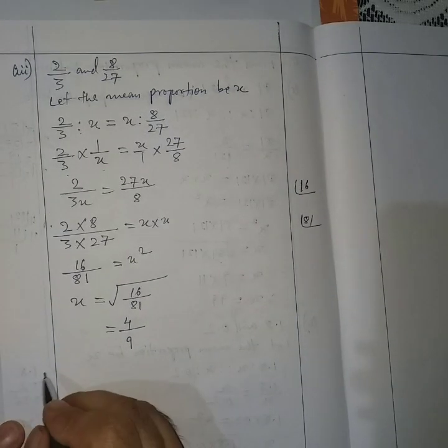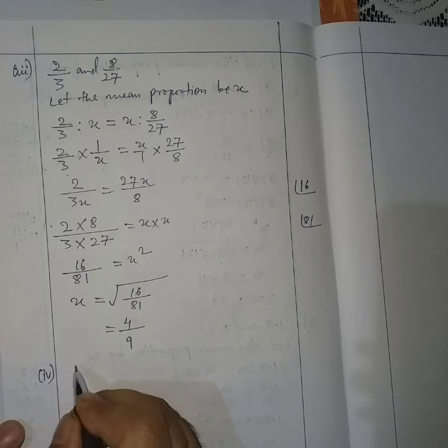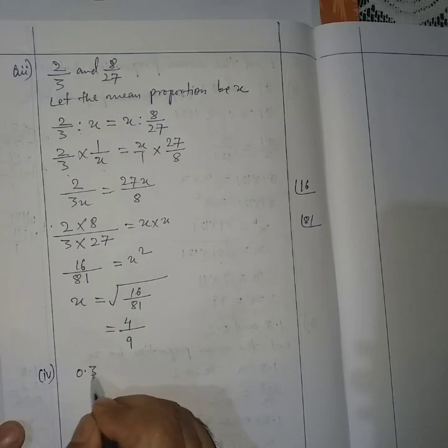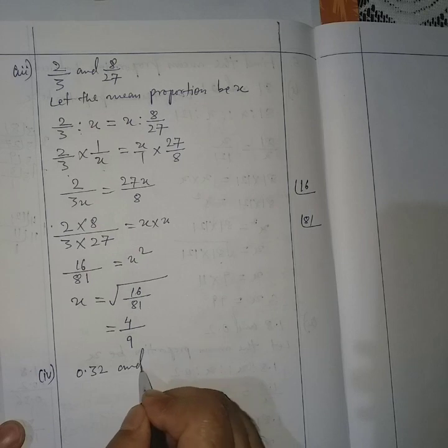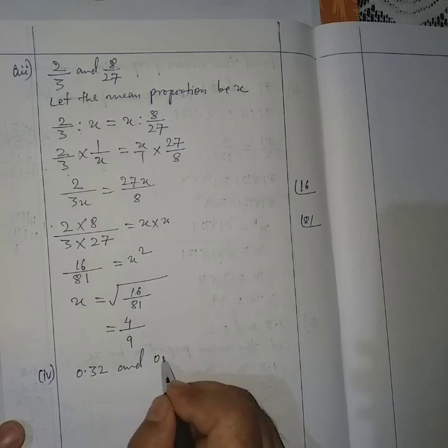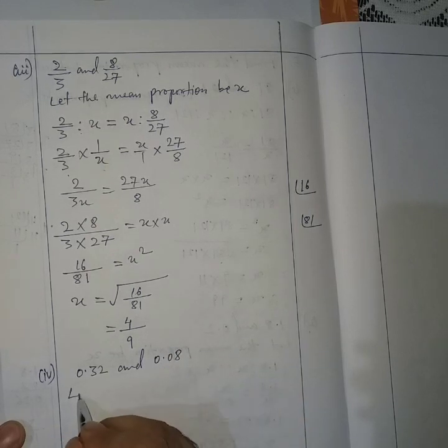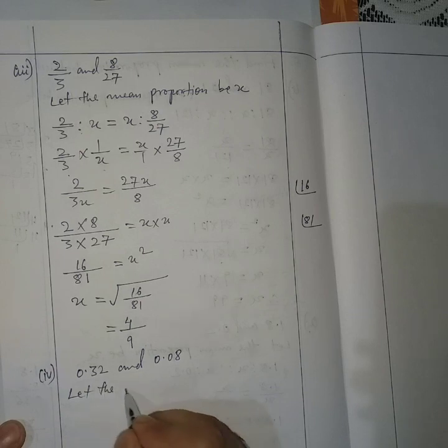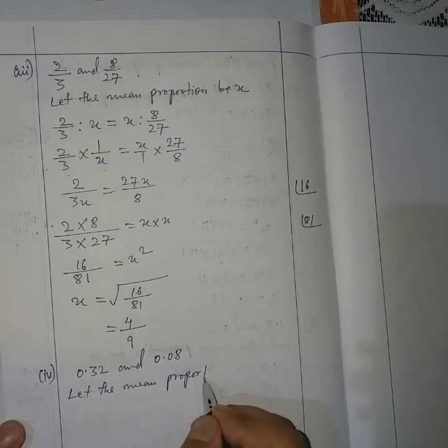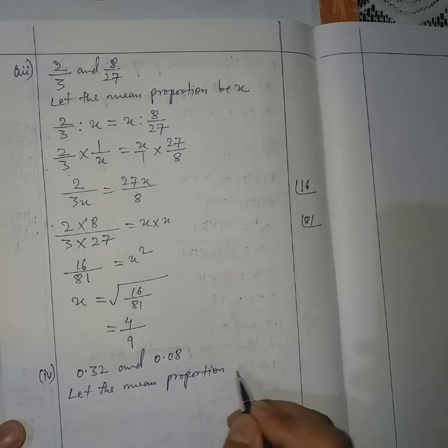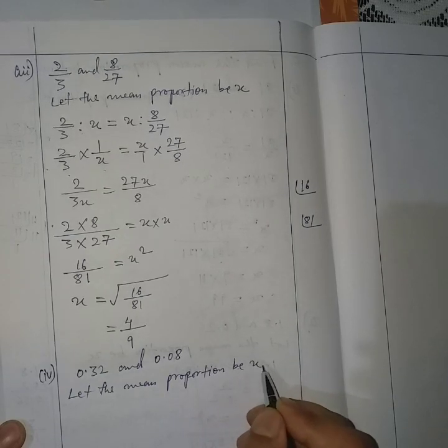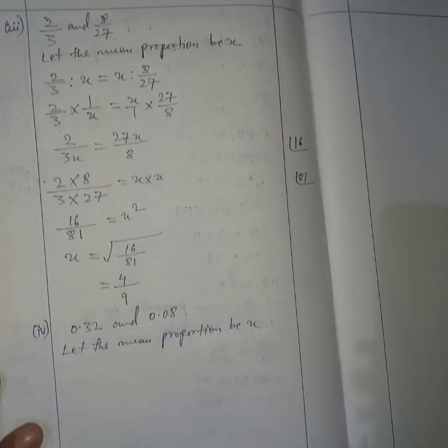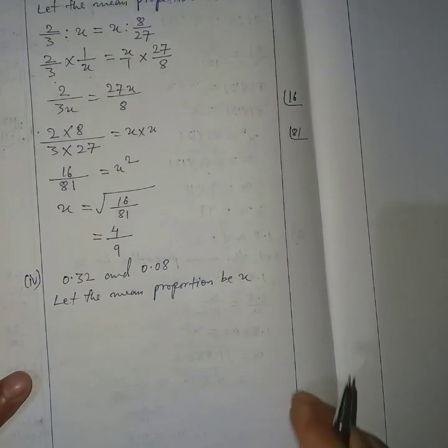Next is question number 4: 0.32 and 0.08. Let the mean proportion be x. Okay, let the mean proportion be x.